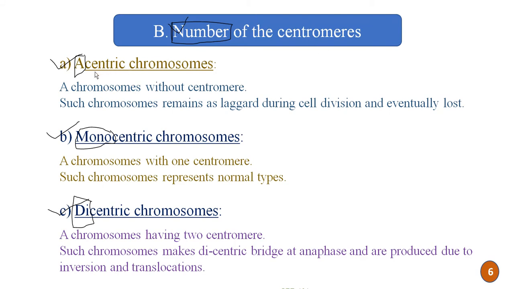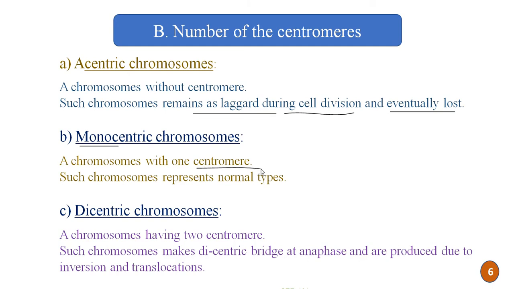So the first type is acentric chromosomes. Acentric chromosomes are simply chromosomes without a centromere, and such chromosomes remain as laggards during cell division and are eventually lost. The chromosome without a centromere does not have any meaning, and that's why this chromosome is a laggard during cell division, especially during meiosis, and is eventually lost.